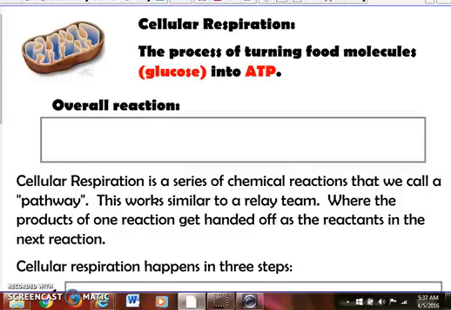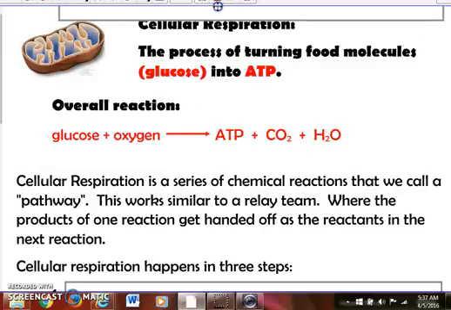All right, so first let's take a step back and look at the overall reaction, because this is something you will definitely have to know. You're going to have to understand that cellular respiration is the process of taking glucose plus oxygen and turning it into ATP. That's our main goal. And then carbon dioxide is the waste product that leaves our body. And then water will get reused by the cell, but it's a waste product of this reaction.